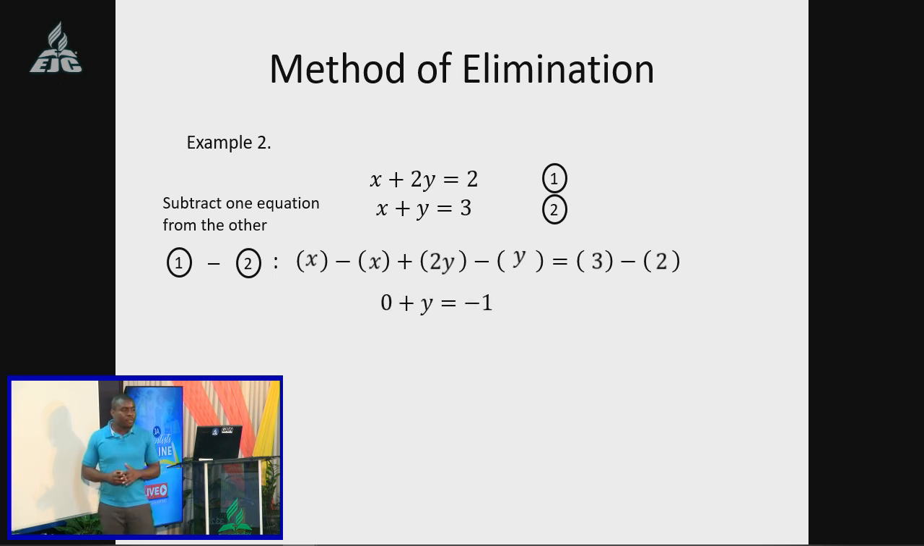Now we simplify it. Of course, x minus x is equal to 0. 2y minus y is equal to y. And 2 minus 3 would give us negative 1. Please remember to make the correction. It should be 2 minus 3, since we're subtracting equation 2 from equation 1, so it should read 2 from equation 1 minus 3 from equation 2. Now let us simplify.